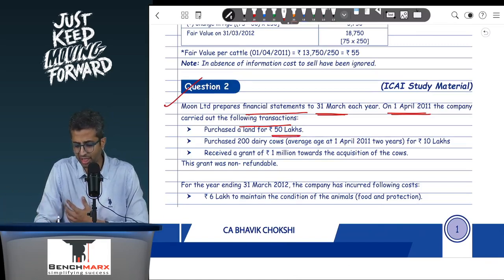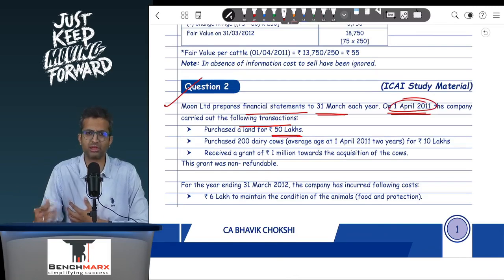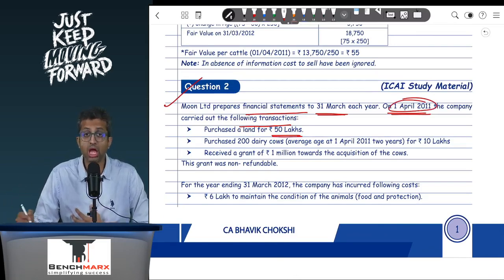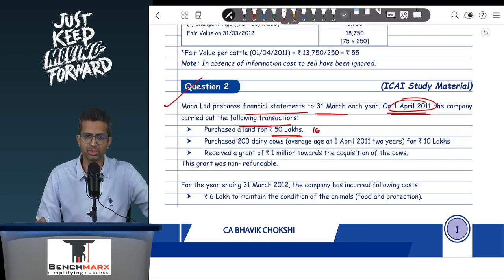Purchase land for 50 lakhs. This is purchased on 1st April 11, and you need to prepare the balance sheet on 31st March 12. But land is something which will be recorded as per Ind AS 16, that is PPE, and if nothing is given, you will record it using the cost model. Land does not get depreciated, so in the balance sheet within PPE, you will show the land at 50 lakhs.